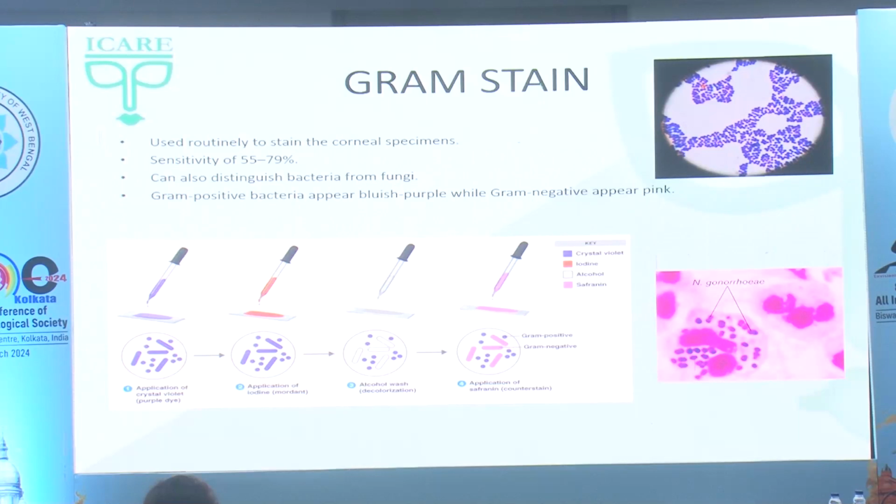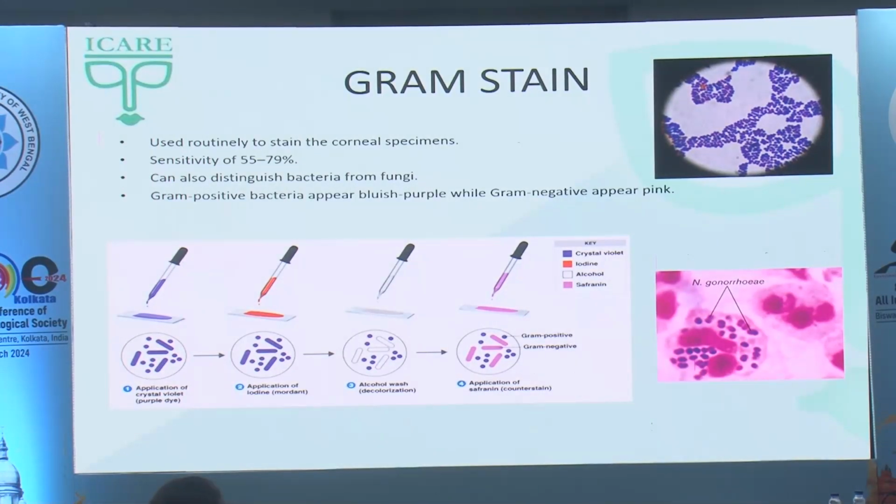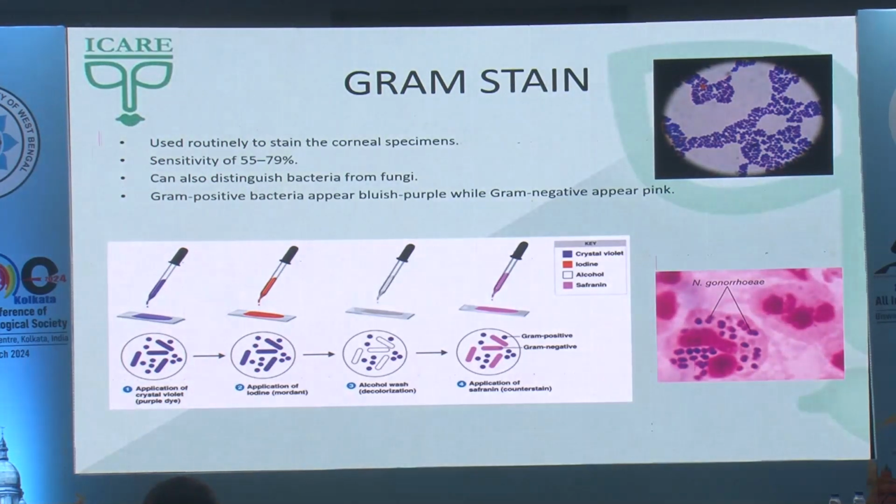So for Gram stain, which is most commonly used, sensitivity is 55 to 79%. It can be used to distinguish bacteria from fungi also. Gram-positive bacteria appear bluish purple, while Gram-negative appear pink. So the specimen is first treated with crystal violet for a minute, then it is rinsed, then iodine is added, which acts as a mordant, and then it is decolorized with an alcohol wash. The counterstaining is done with safranin or dilute carbol fuchsin.